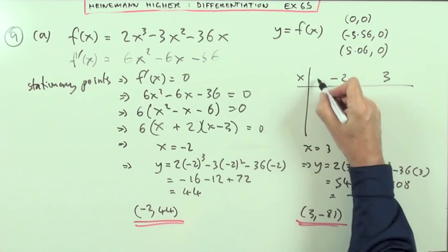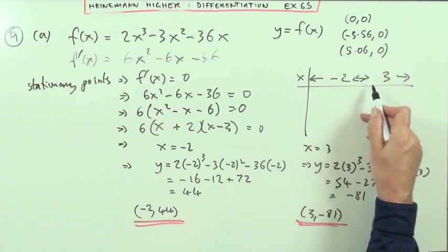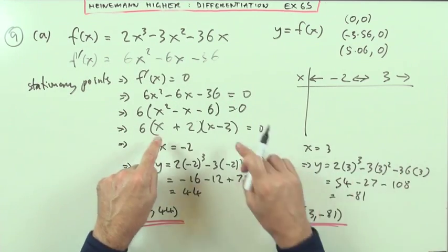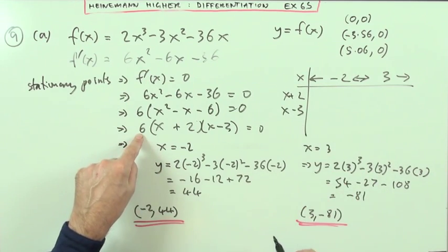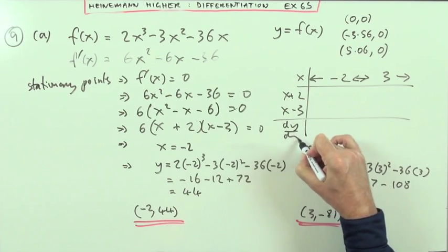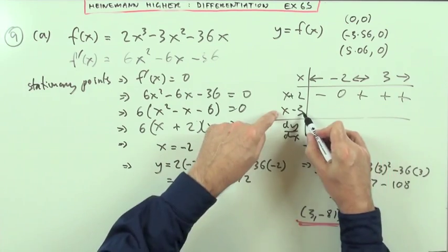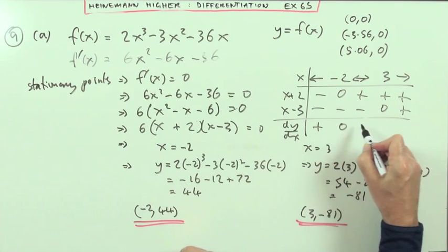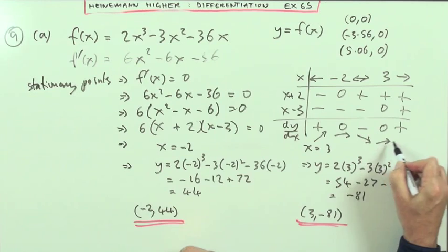I want to know what's the gradient before it, between it, and after it. Either by picking numbers and putting them into this expression, or this factorised expression, or in this case I think I'll just use my table of signs. I've got an x plus 2 and an x minus 3. 6 times it won't affect any signs, and the product of those two signs will give me the sign of the derivative. That's 0 here, so it's negative before and positive after. That's 0 here, so it's negative before, positive after. Multiplying them down, positive 0, negative 0, positive. So it's going up, along, down, along and up.